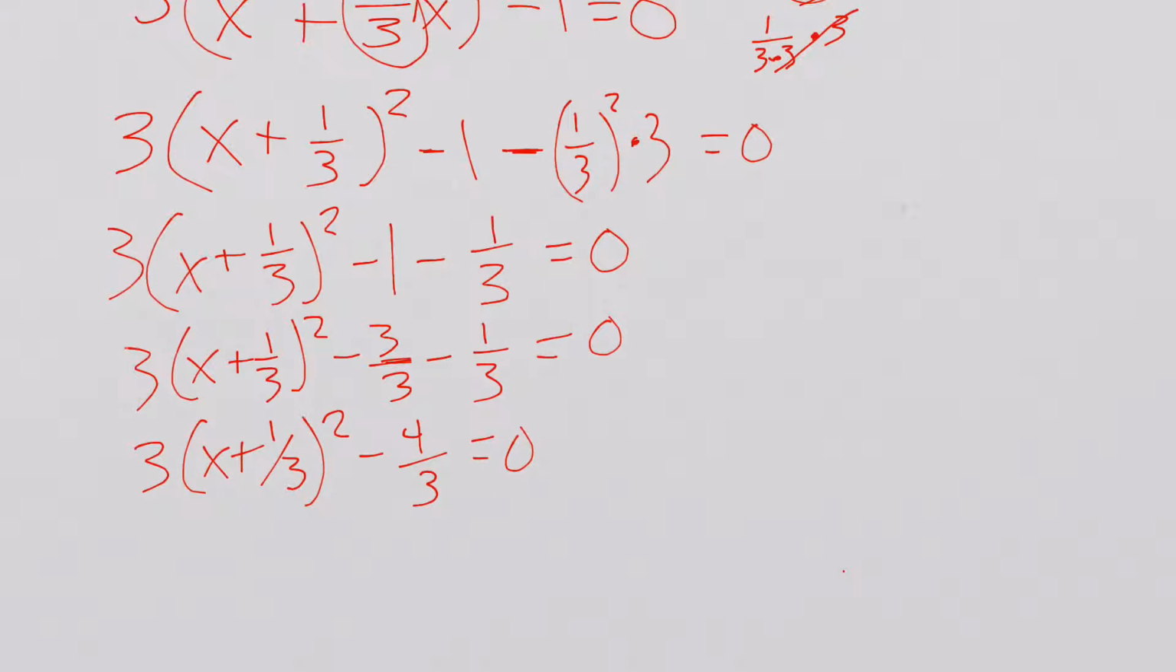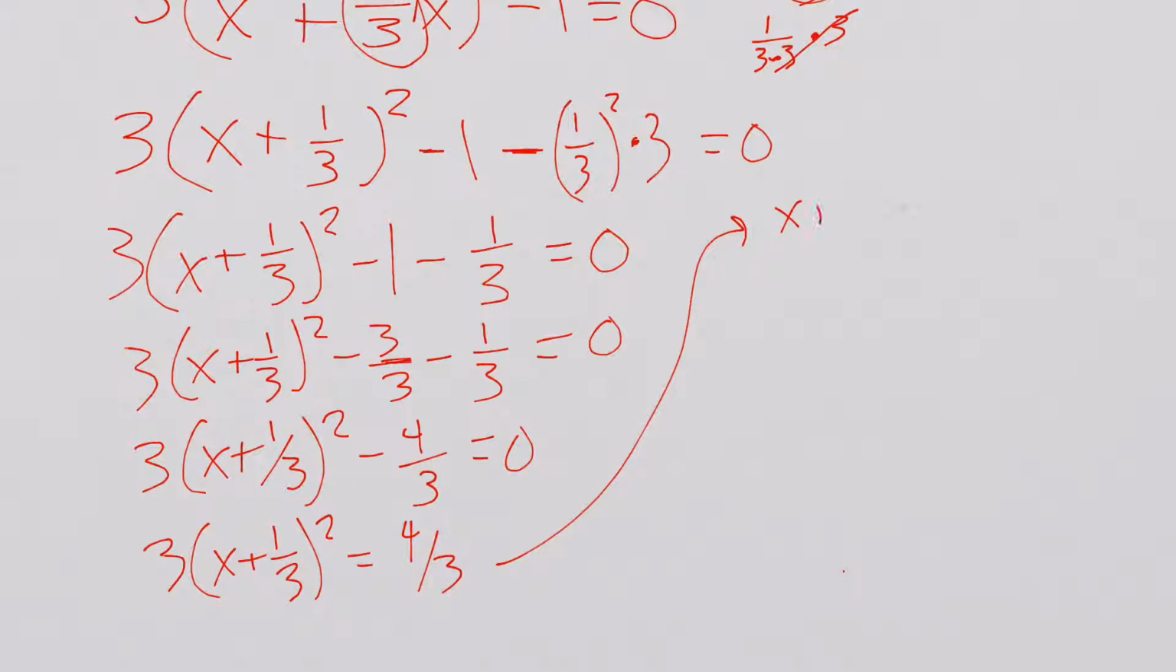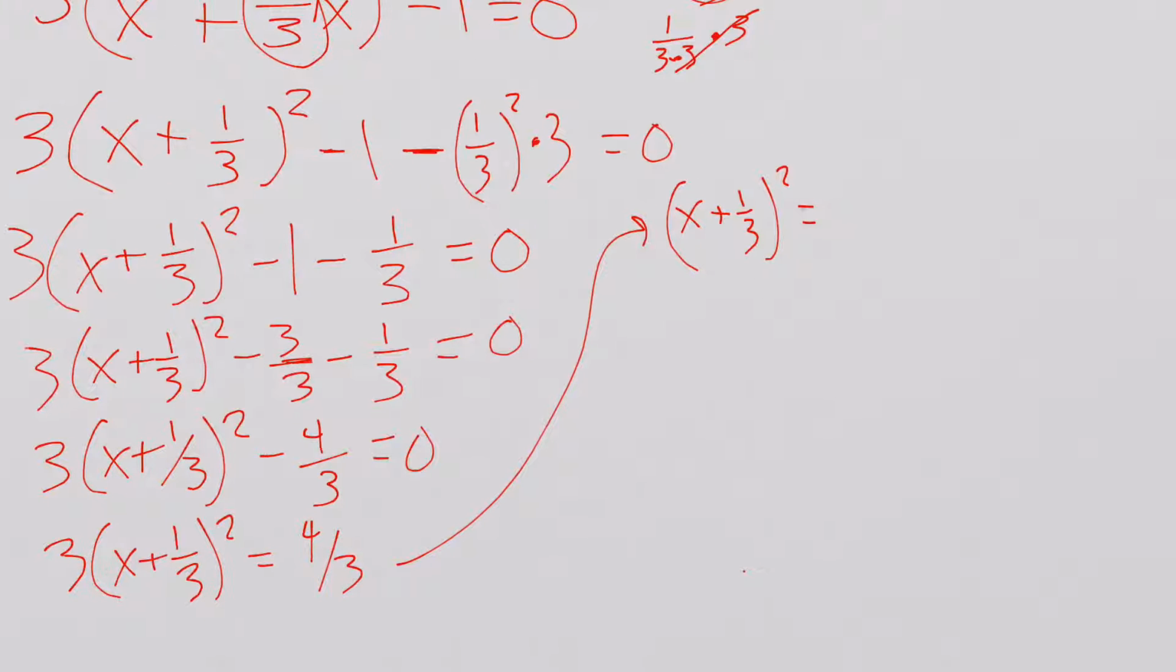Alright, so 3 times x plus 1/3 squared equals 4/3. Let's go over here, give myself some room. Divide by 3 on both sides, so we will get x plus 1/3 squared equals 4/3 divided by 3, which is 4/9. We have another power of 3 in the bottom of the fraction. And that's actually good, because now we're square rooting both sides to get x plus 1/3 equals plus or minus the square root of 4/9. Well, square root the top, you get 2. Square root the bottom, you get 3. So plus or minus 2/3.